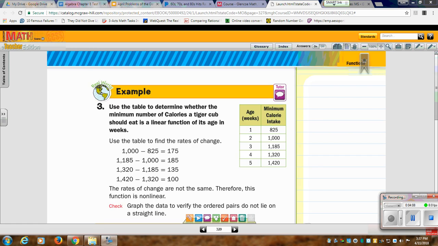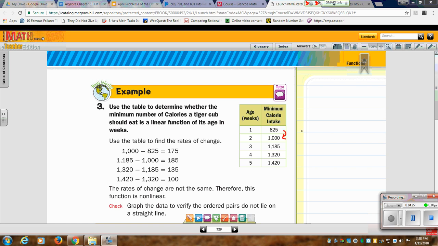I went ahead and turned to page 329, the top of 329, for example 3. Use the table to determine whether the minimum number of calories a tiger cub should eat is a linear function of its age in weeks. So again, it's just asking you to find if it's linear. Let's just find how things are changing.